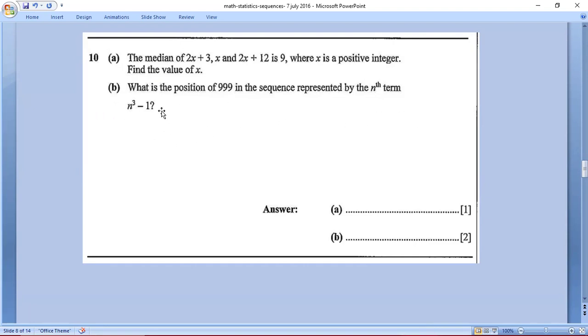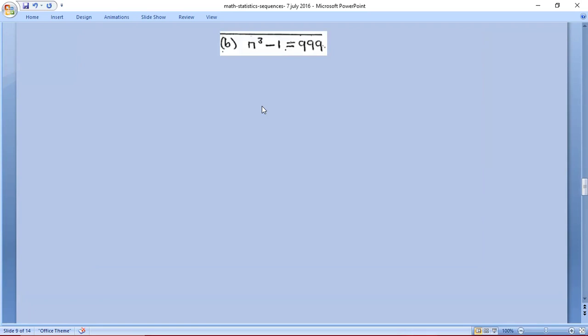You just know that this is the general formula for finding the nth term. And they've given you that what is the position of 999 in the sequence. So it means this is your solution. This is the actual number. So for you to know what n represents, you have to equate this to this general formula and find out what n is to give you the position in that sequence. Okay, so let's do that.